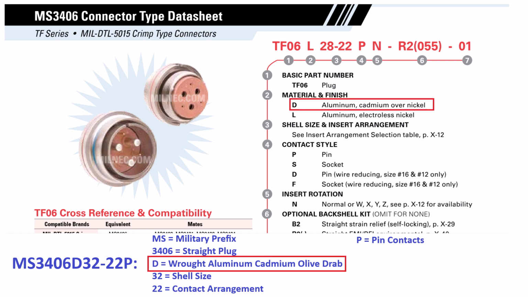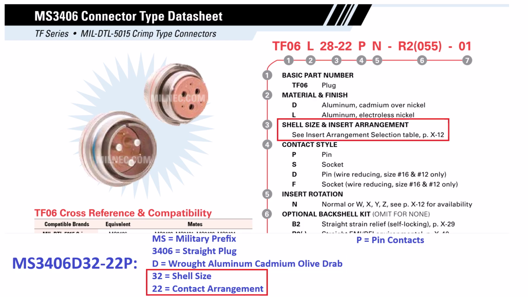Then we move on to select the finish. Notice the difference in the material finish descriptions. If your application involves high corrosion risk, mechanical wear, or critical electrical performance, cadmium over nickel is generally superior to cadmium olive drab chromate. So we can be confident this material finish meets the standard of the MS3406 connector.